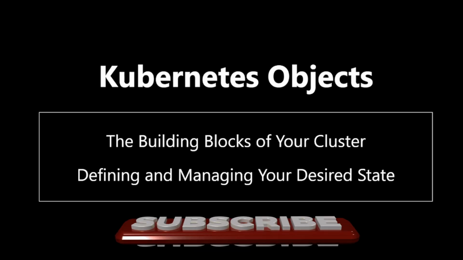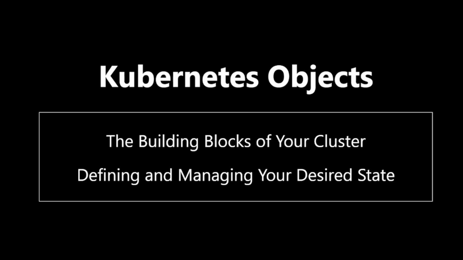In the previous chapter, we explored the architecture of a Kubernetes cluster, examining the control plane and node components. In this chapter, we'll shift our focus to Kubernetes objects, the fundamental building blocks that represent the desired state of your cluster. What are Kubernetes objects?